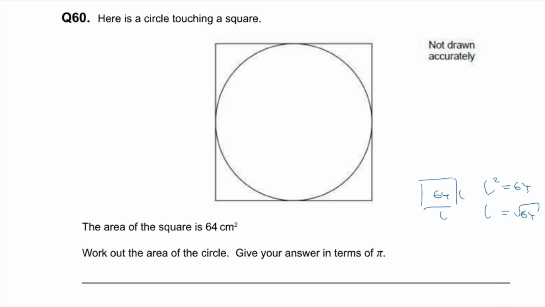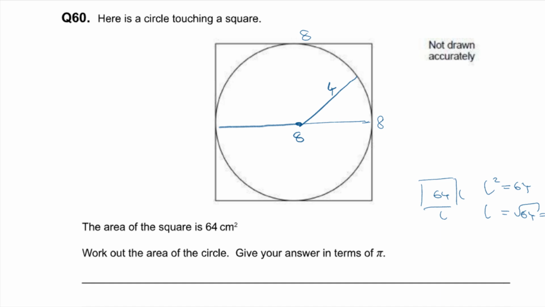So what is the square root of 64? Well, 64 is 8 times 8, isn't it? So the square root of 64 is 8. Okay? So I know then the length of this square is 8. That's 8 and 8. But what we need to know for the area of the circle is the radius. The diameter is going to be 8 as well, but the radius is going to be half that, isn't it? It's going to be 4. Okay, so 4 is the radius of this shape.